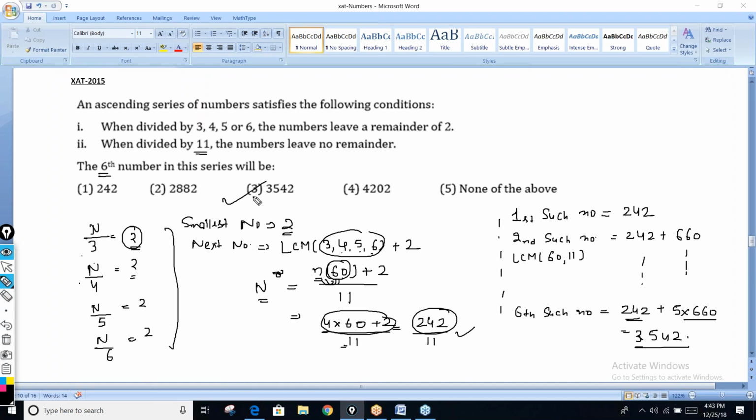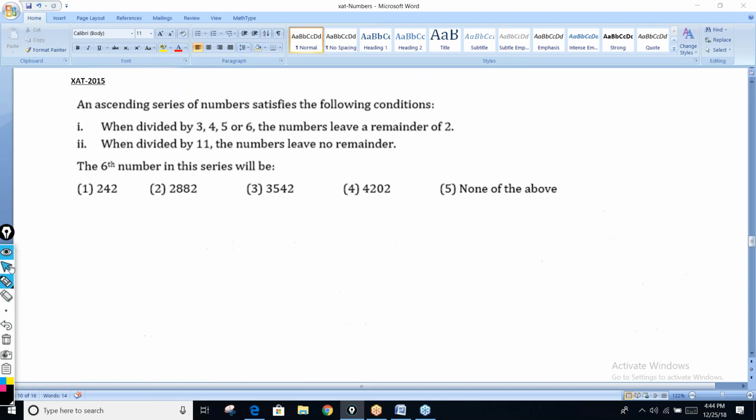That is my answer. So once you get the smallest number, that is 242, the next number will be after adding the LCM of all the numbers. So what is the LCM of all the numbers? LCM of these numbers we have already got, 60. LCM of 60 and 11 is 660. So keep adding 660 and all the numbers will come. So smallest number, second smallest number, third smallest number. We need the sixth smallest number. So add 5 times. Done. Come to the next one.